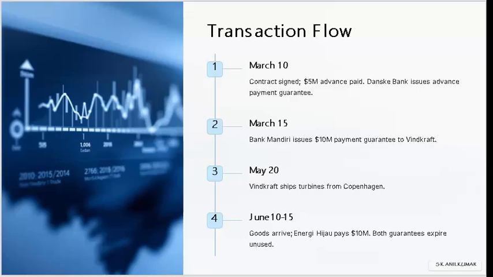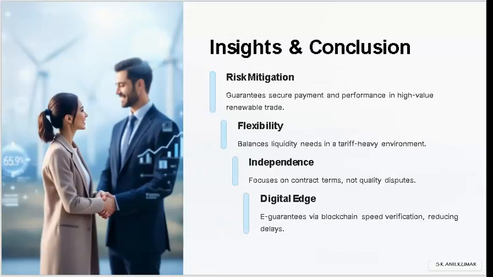Then comes a dispute. What is the dispute? The two turbines worth 3 million malfunction on arrival. Energi Hijau considers withholding 3 million, but the payment guarantee covers the full 10 million post delivery, and a separate warranty claim resolves the issue outside the guarantee because the warranty claim will help them to get it repaired.